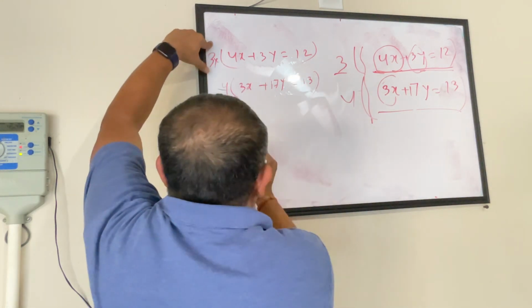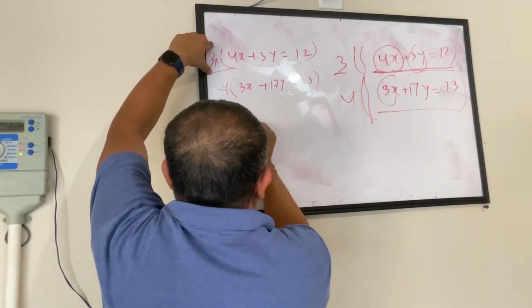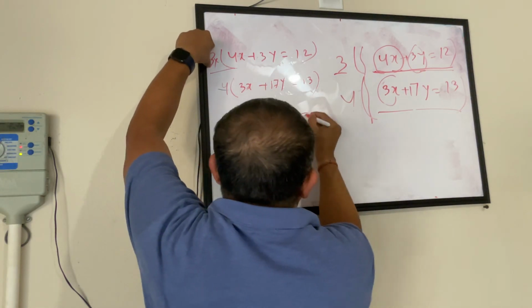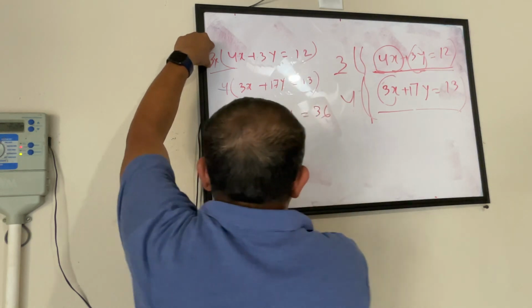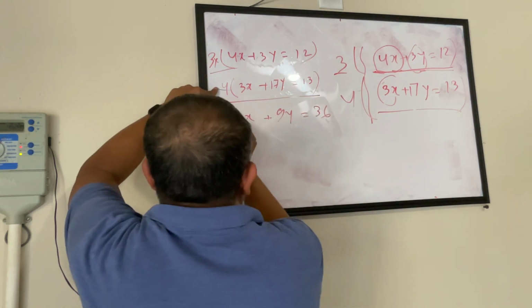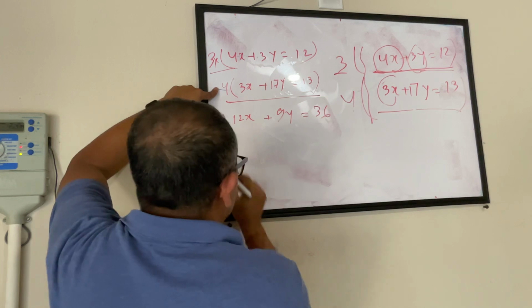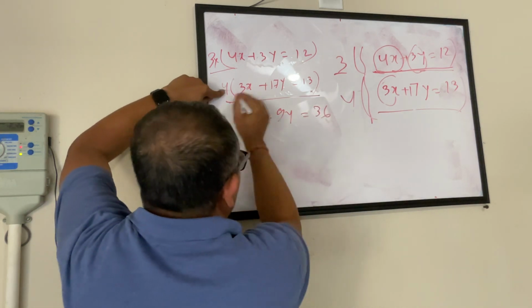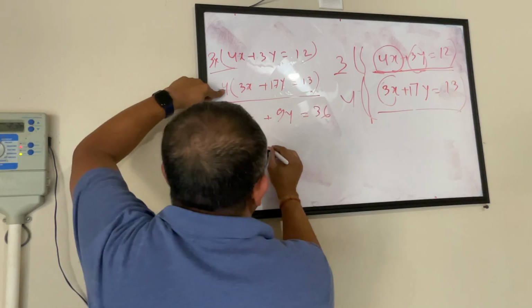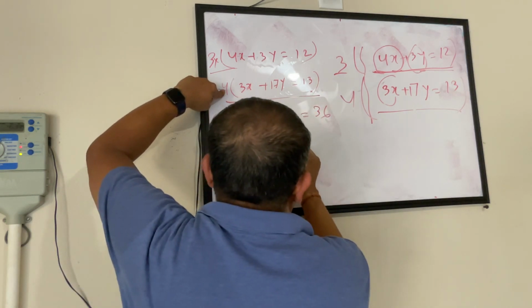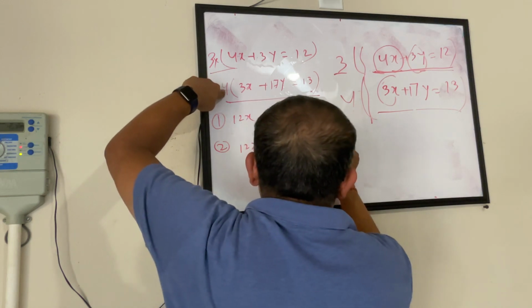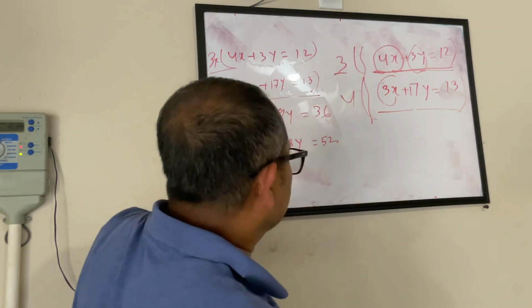Now let's multiply this. So this 3 into 4x 12x plus 3 into 3 9y equal to 3 into 12, 36. And this equation when I am multiplying, so this is my first equation, that has become like this. When I multiply this equation by 4, it becomes 4 into 3 12x plus 4 into 17 68y and 4 into 13 52. This became my second equation.